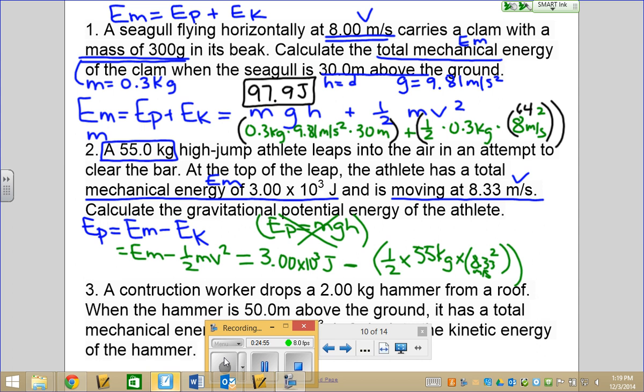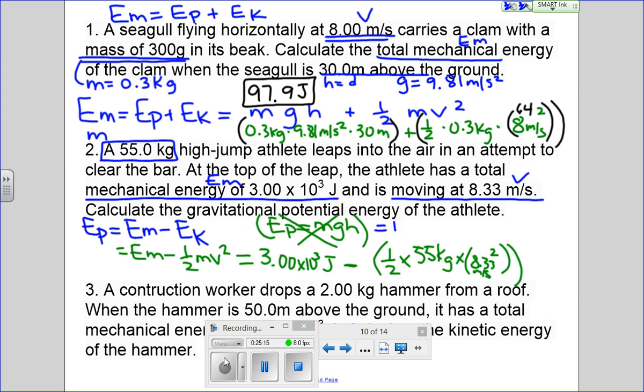Now in this case, I don't off the top of my head know what 8.33 times 8.33 is, so I would likely type it in with brackets in my calculator. So give this one a try. Put those numbers in your calculator. If you are successful, the answer that you will get before you round it is 1091.8, which I would round off to 1.09 times 10 to the power of 3 joules.